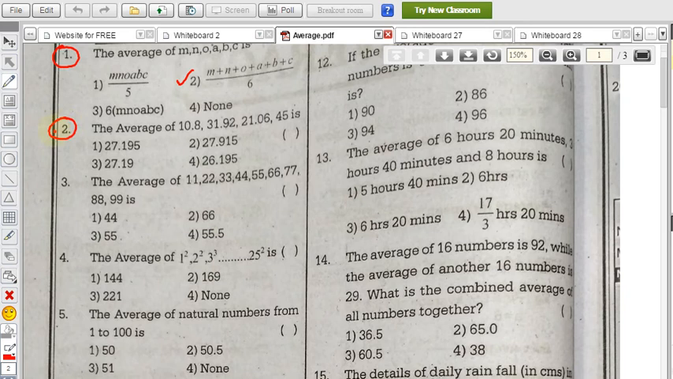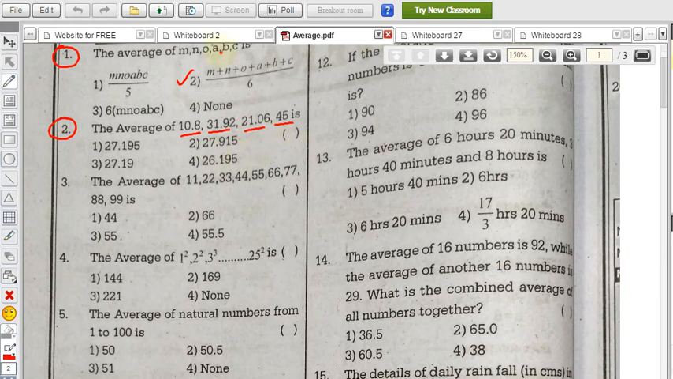Second one, the average of 10.8, 31.92, 21.06, 45. This is not about even or odd natural numbers or square numbers, so the direct formula should apply. Four numbers we need to add first, then divide by 4. So if I add four numbers and divide by 4, you'll get the answer.